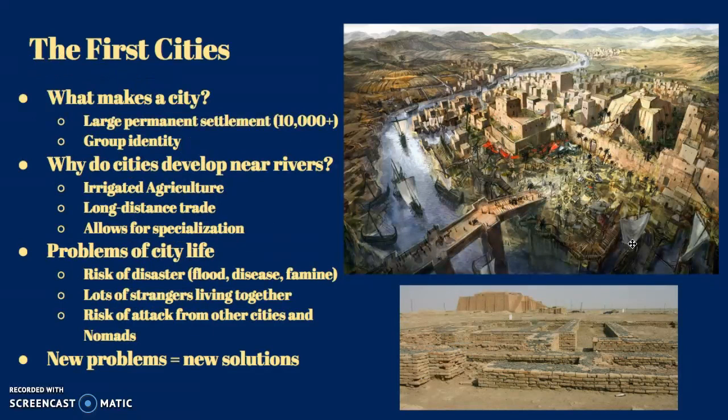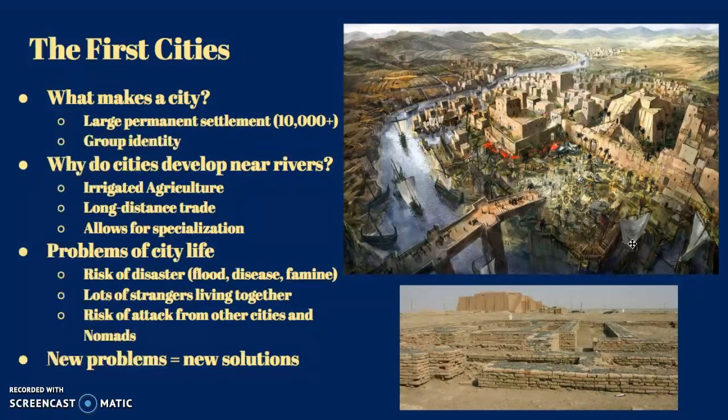So what makes a city? A city is a large permanent settlement of 10,000 or more people with a shared group identity. So they identify with the city and with maybe the major god of that city or something like that. Cities develop near rivers because irrigated agriculture makes it possible to produce enough food to support those people, and it allows for long-distance trade. These two together allow for specialization because you have enough food and enough materials to produce more advanced stuff like metal tools or woven clothing and stuff like that.